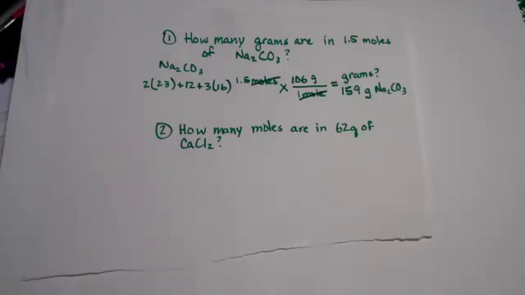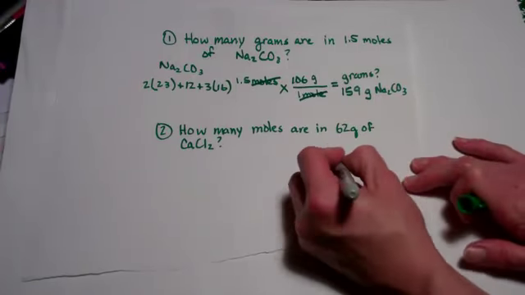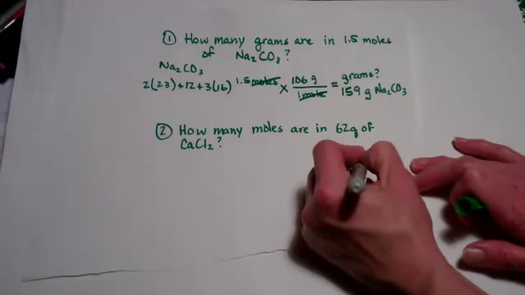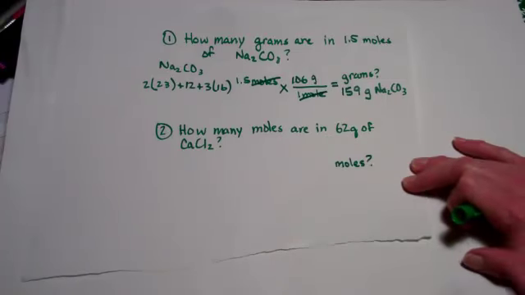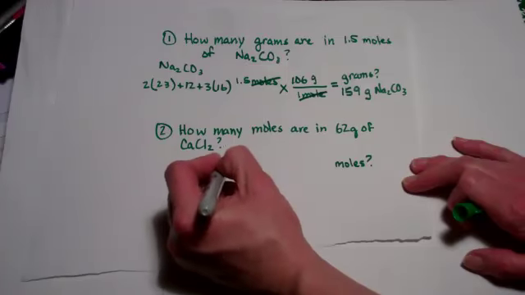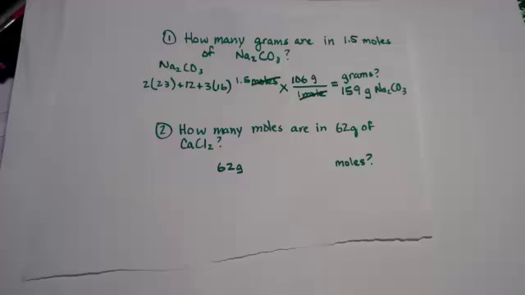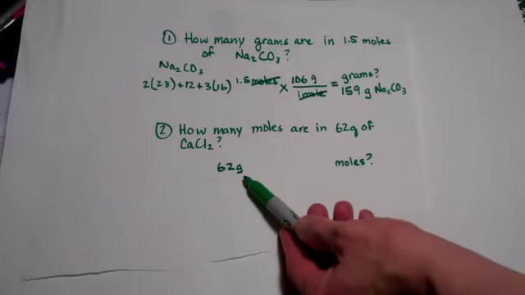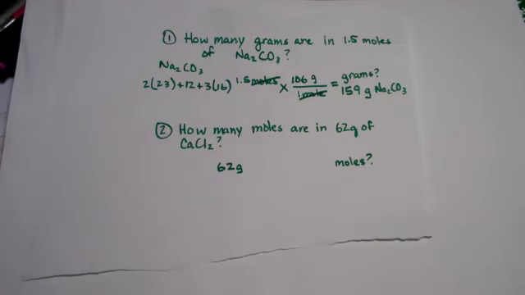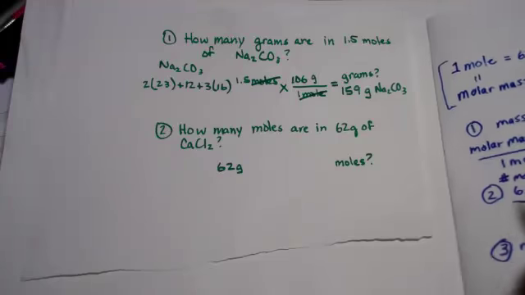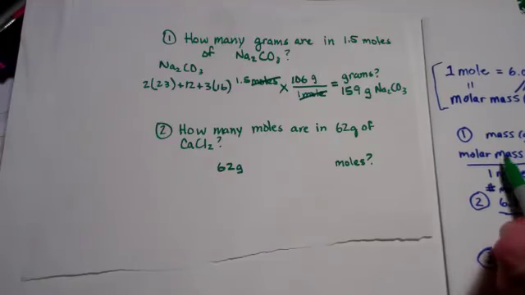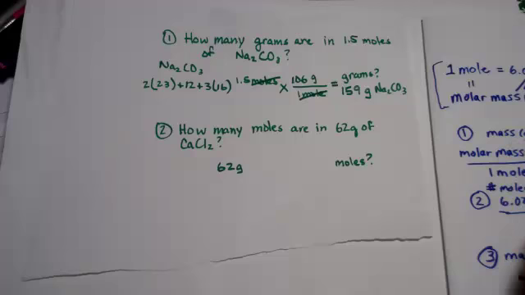For the bottom question, we're going to go in the opposite direction. We're going to want to find out how many moles there are. We know we're starting with 62 grams. And so we're going to want to use the same conversion factor because we're still going between mass and moles. So we're still going to want to use number 1 conversion factor because that's the one that helps us determine if we're going between mass and moles.